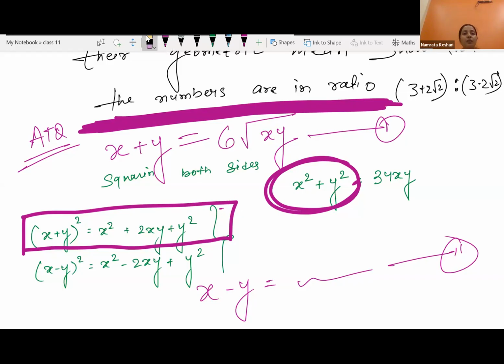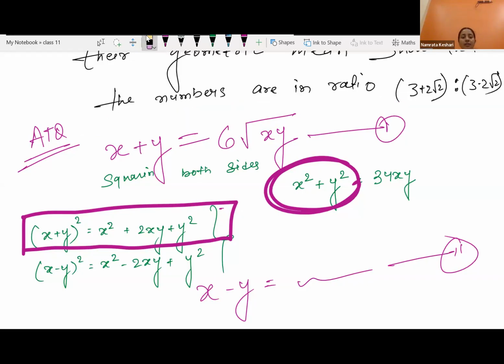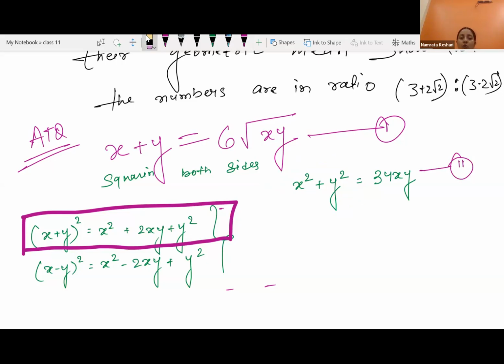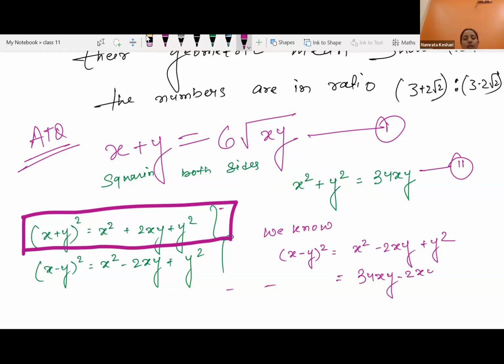Yes, ma'am. Okay, so we are just going to use the identity. The second identity, x square y square, we will be substituting from equation number 1. You can call it for now equation number 2, which we got from 1. So we know second identity says that x minus y whole square is equals to x square minus 2xy plus y square. We know x square plus y square is 34xy minus 2xy. That is 32xy. Any confusion so far?